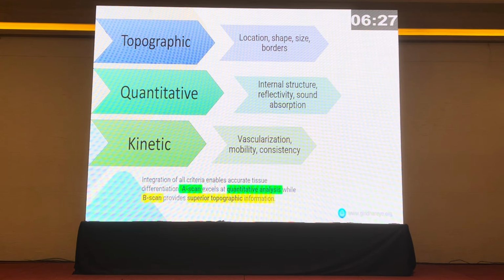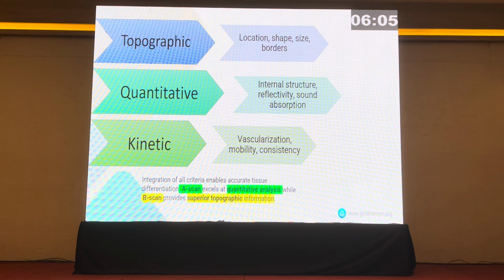After which the criteria for topographic, quantitative and kinetic data are taken up. Topographic looks at the location, shape, size and borders. Quantitative looks at the internal structure, reflectivity and absorption, and kinetic looks at vascularization, mobility and consistency. Now there are 2 parts to the ultrasound. It is called a B by A scan or an A by B scan.